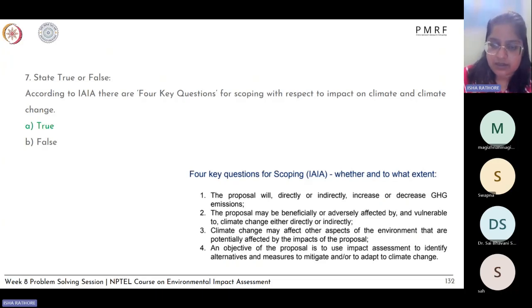The third question is whether and to what extent the climate change may affect other aspects of the environment that are potentially affected by the impacts of the proposal. And the fourth question is whether and to what extent an objective of the proposal is to use impact assessment to identify alternatives and measures to mitigate and or to adapt to climate change. So these are the 4 questions according to the IAIA which are used for scoping. So the statement is true, so A is the correct answer. Now moving on to the next question.